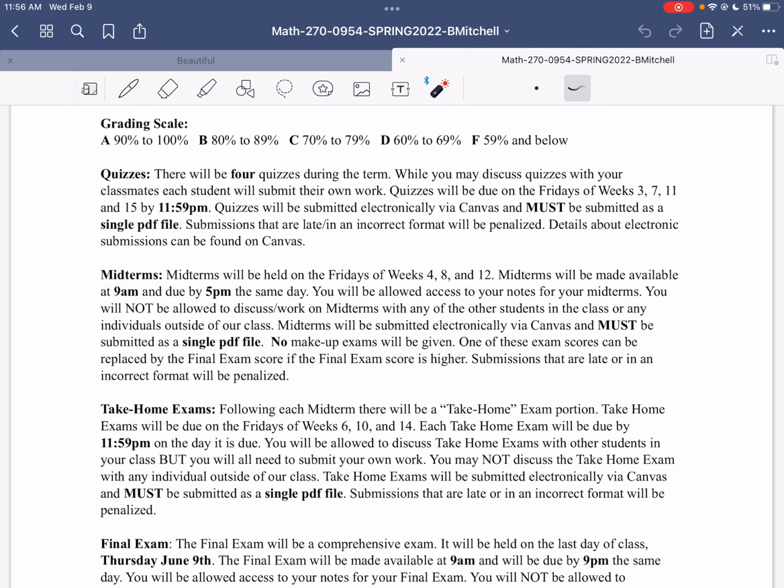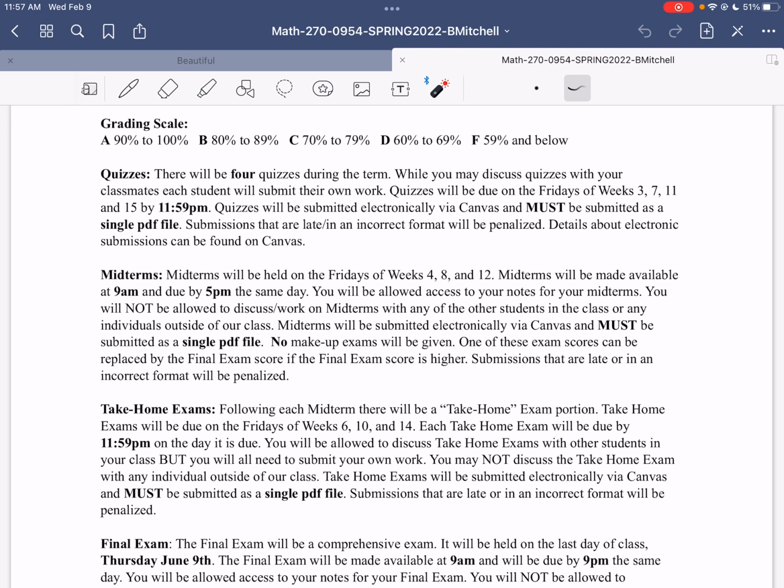Well, the difference is that these midterms, as we mentioned, are done in a relatively small window, right? An 8-hour window, 9 a.m. to 5 p.m. The take-home exams are a little bit different. They follow each of the midterms, so they're associated with each of the midterms.